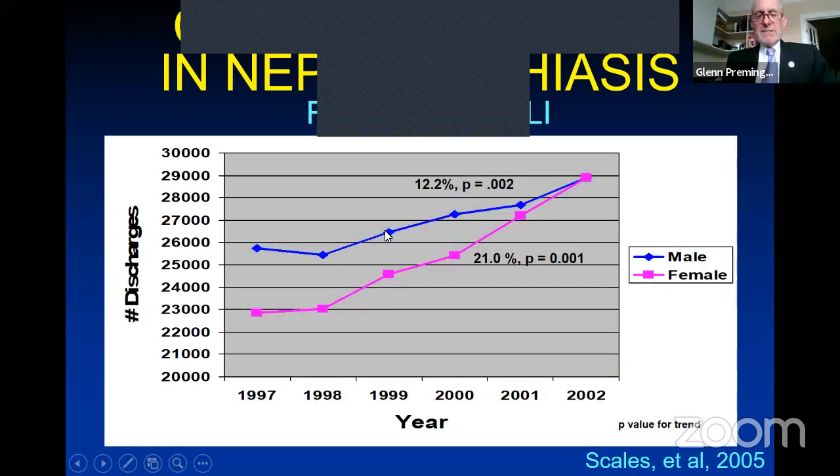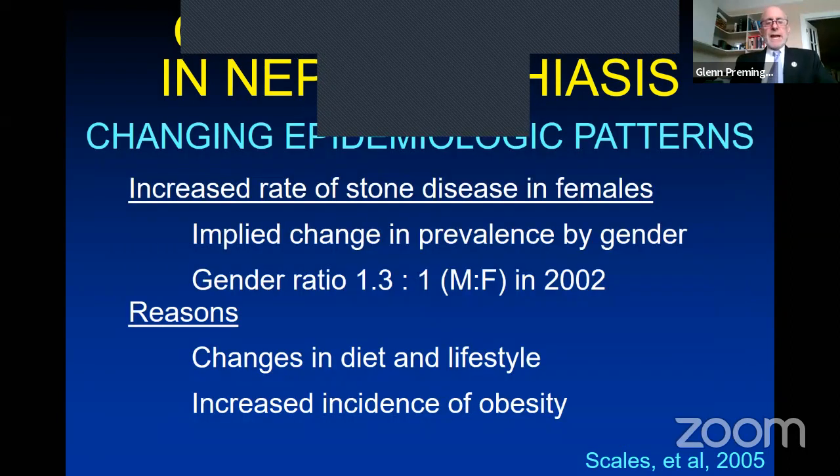So again, this significant increase in stone disease that we've seen across the US and across the world is not due to a decrease in male stone formation, but a significant increase in female stones. And so when recalculated, the male to female ratio, which 30 years ago had been 3 males to 1 female, is now 1.3 males to 1 female in 2002. And it's more like 1 male to 1 female that we've seen in recent studies in 2019. And again, it's due to changes in diet and lifestyle and the increasing incidence of obesity.